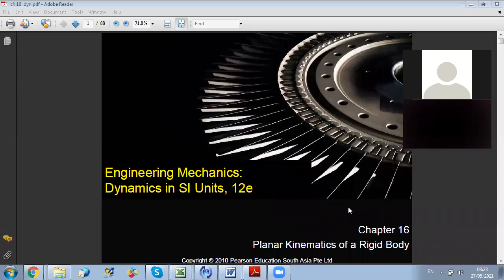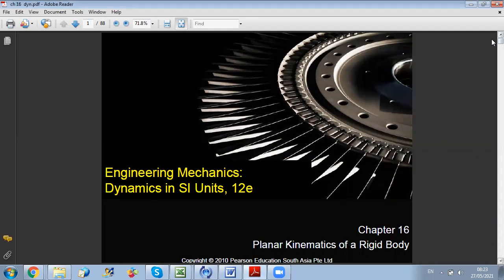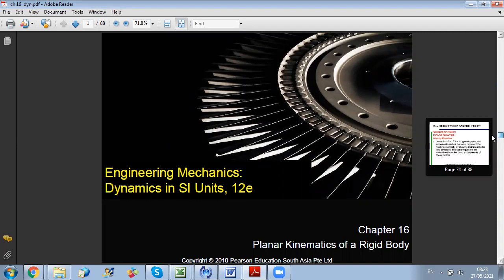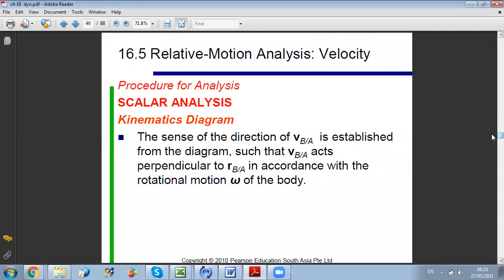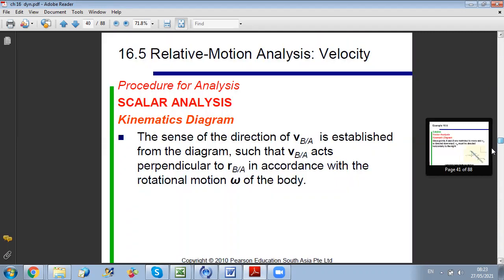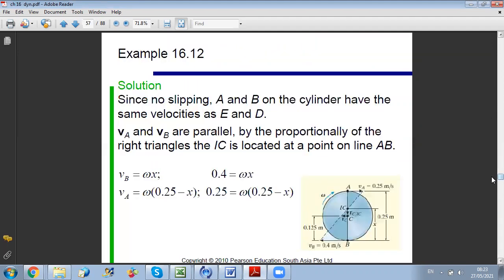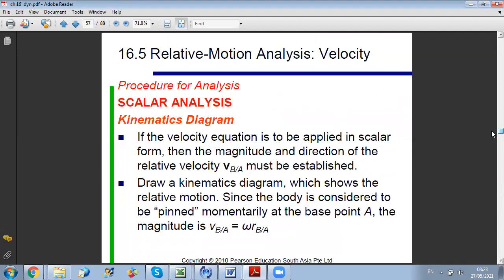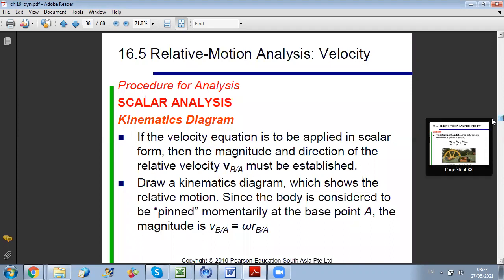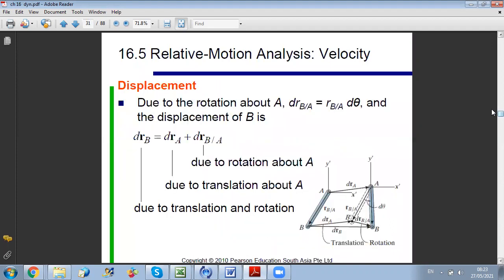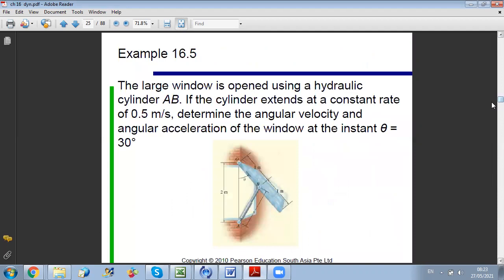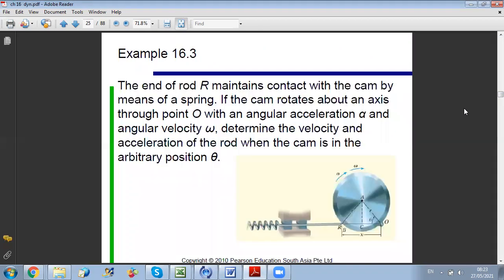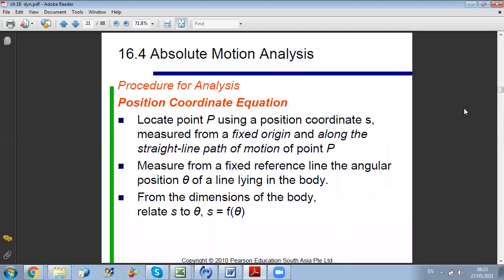Okay. So yesterday we introduced planar kinematics of a rigid body, and we have seen that we have three main modes: translation, rotation about fixed axis, and general plane motion. And we introduced the main formulas in translation and rotation about fixed axis. So today we will do some problems on the rotation about fixed axis. Then we will move to the general plane motion.